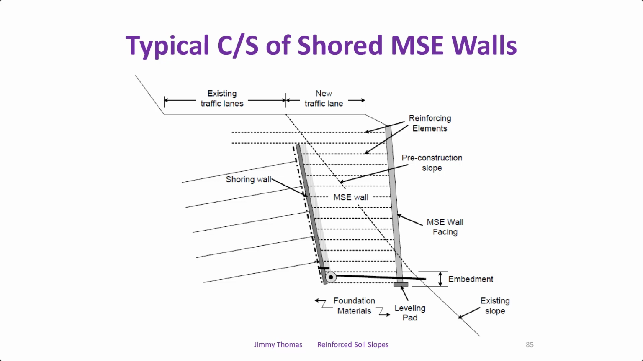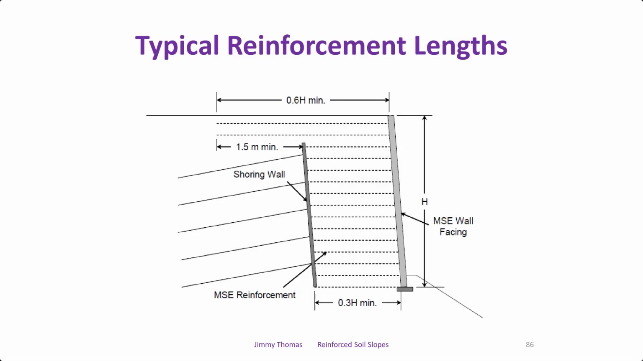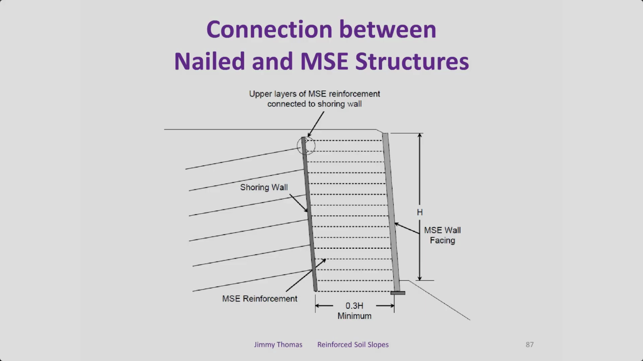Otherwise, normally they find that tension cracks develop. Another technique is to tie this reinforcement to the soil nail structure, to the shoring wall. That also is possible. So this is especially good for hill roads or other applications where we don't have enough space to accommodate the soil reinforcement length. This is a very good technique.